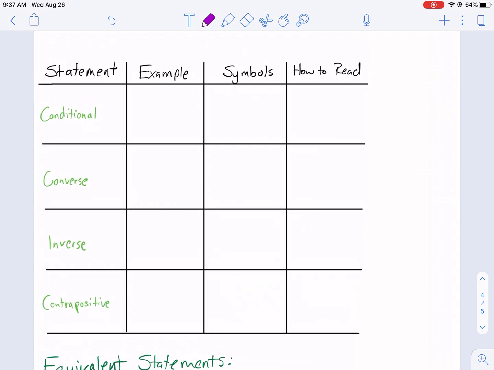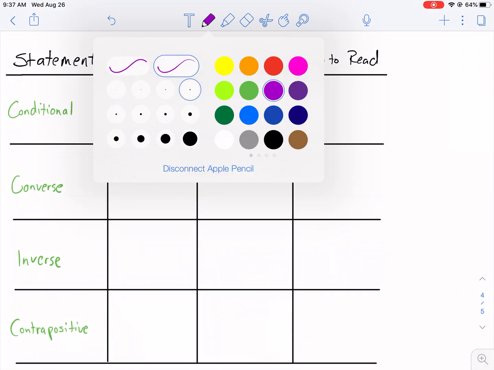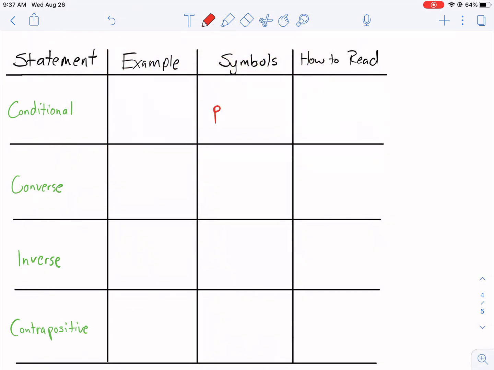Now, with conditional statements, we already talked about the symbols for that up at the top. We use the P, we use the Q. P stands for hypothesis, Q stands for conclusion. All that is an if-then statement. So we're going to come up with an example.